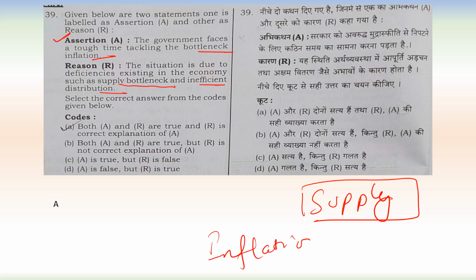So when supply is constrained or supply reduces, inflation increases. So here both A and R are true and R is the correct explanation. So A is our correct answer.